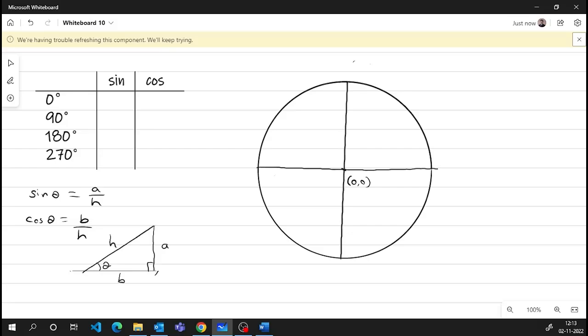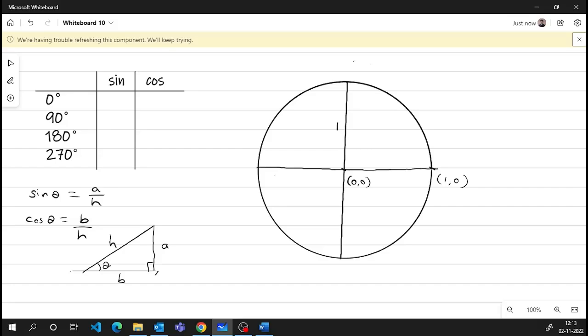So this length is 1. So the radius is basically 1 unit. Now 1 unit could be anything. It could be 1 centimeter, 1 millimeter, 1 kilometer, it doesn't matter. But the length is 1, say. So now could you tell me if this length is 1 for this radius, what would be the coordinate of this point? So coordinates would be 1, 0, right?